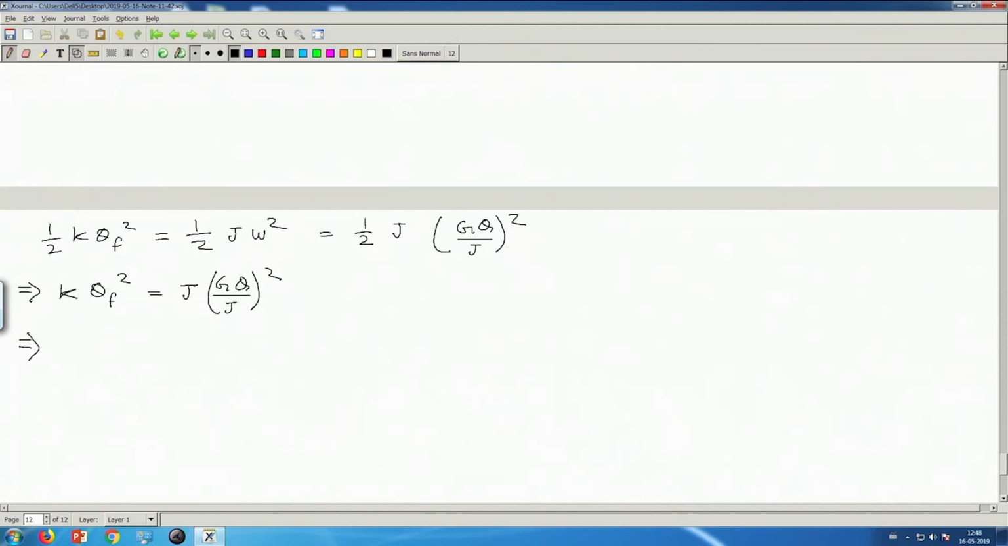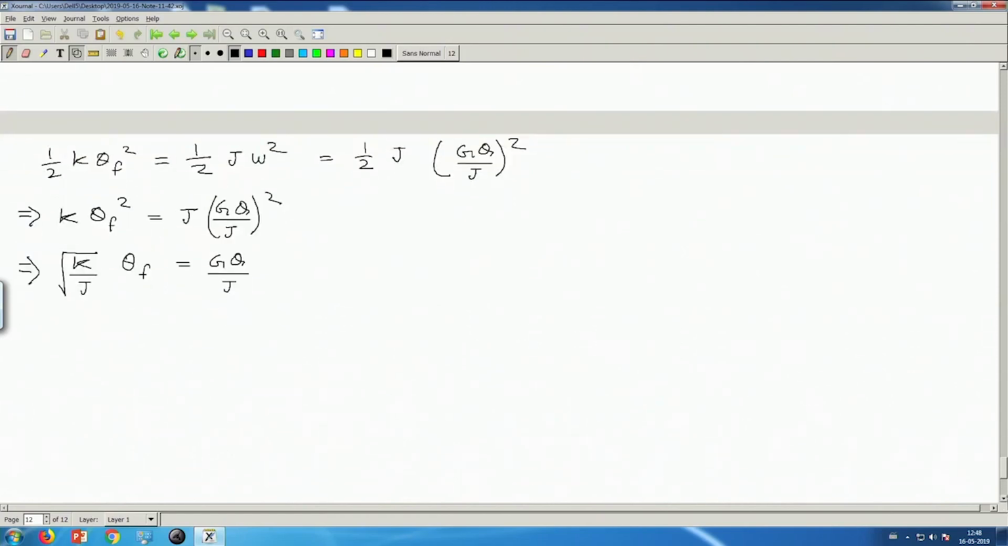Now, we will take a square root. So, we will write this as root of k by J multiplied by theta f, this will be equal to GQ by J. Okay, verify this yourselves. I may have made some mistake while manipulating this. So, verify this once again. So, K divided by J, root over of that, theta f, this side is GQ by J. Okay, it seems correct.